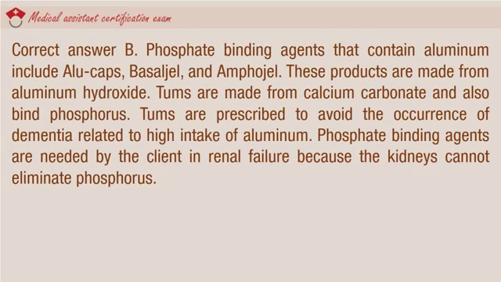Correct answer B. Phosphate binding agents that contain aluminum include Alucaps, Basalgel, and Amphogel. These products are made from aluminum hydroxide. Tums are made from calcium carbonate and also bind phosphorus. Tums are prescribed to avoid the occurrence of dementia related to high intake of aluminum. Phosphate binding agents are needed by the client in renal failure because the kidneys cannot eliminate phosphorus.